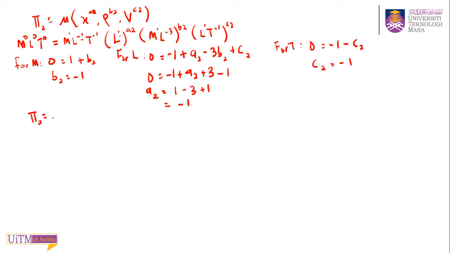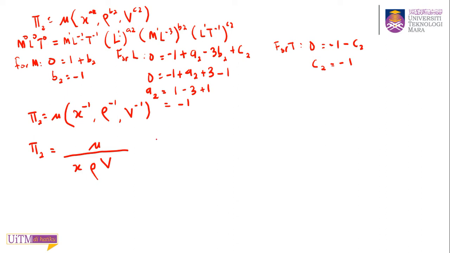Pi 2 will equal mu times x to the power a2, and a2 is minus 1, rho to the power b2, and b2 is minus 1 as well, and v to the power c2, which is also minus 1, so v to the minus 1. So we can write our pi 2, another dimensionless parameter, equal to mu over x, rho and v. So this will be our second pi, mu over x, rho and v. So this is step 5.